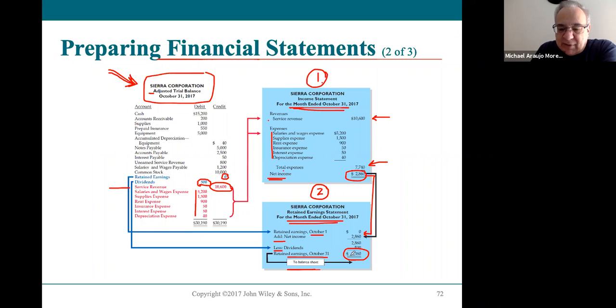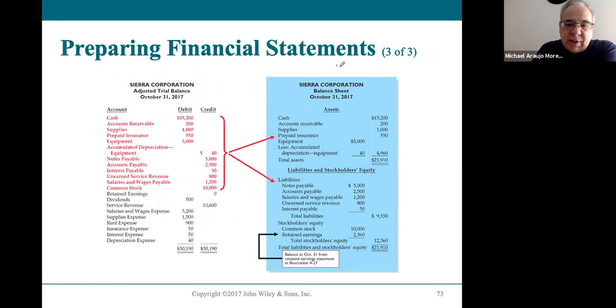This retained earnings balance will go to the balance sheet. The ending balance for October 31st, by the way, will be the beginning balance on the November 1st retained earnings statement, because this will show up here on the next adjusted trial balance at the end of November. So that then becomes the beginning balance for that statement. The third statement that we do is, of course, the balance sheet.